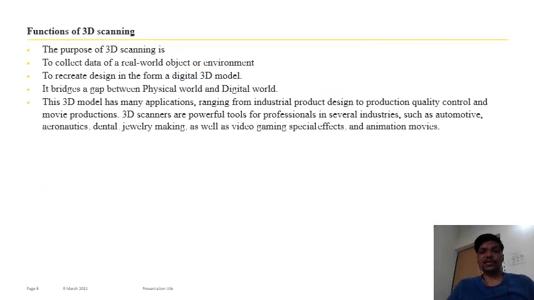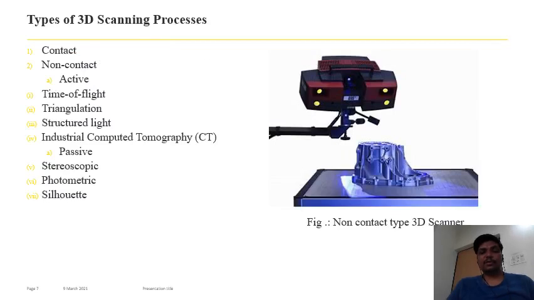Then you have functions of 3D scanning. What are the different functions of 3D scanning? The purpose of 3D scanning is to collect data of a real world object or environment, to recreate the design in the form of a digital 3D model that is quite understood. You can understand the internal structure of the same and internal geometries or complexities of that structure. It bridges a gap between the physical world and the digital world. That is true. And then you have the different types of scanners you can use in 3D scanning.